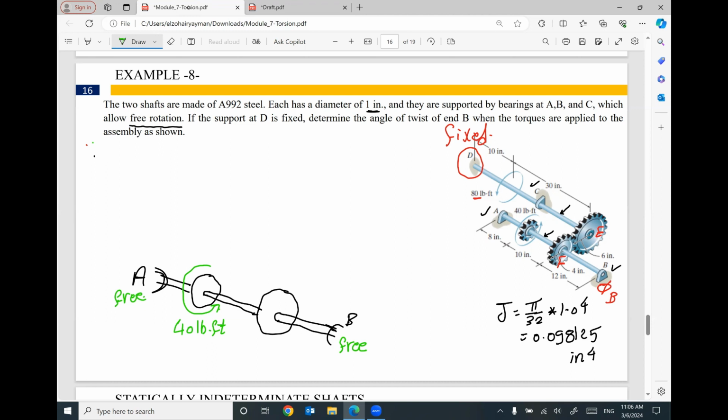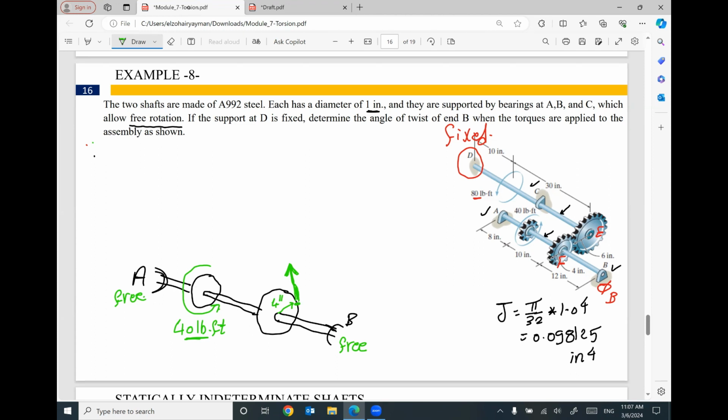So I can convert this torque to a force in this direction. And keep in your mind the radius of this gear equals 4 inch. So this torque is applied to the whole shaft. The whole shaft does not have any reaction because it's free to rotate. So I will convert this applied torque 40 to a force at the circumference of this gear.